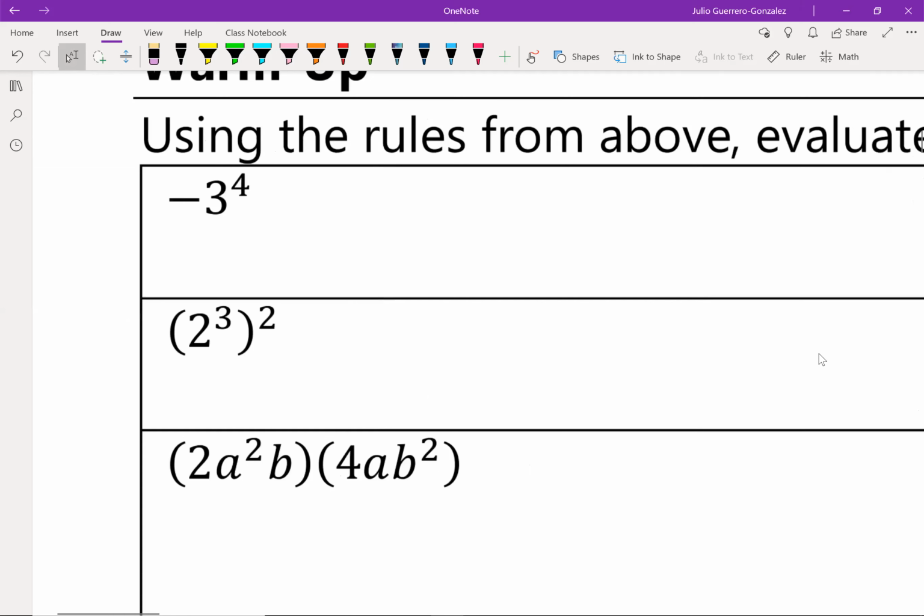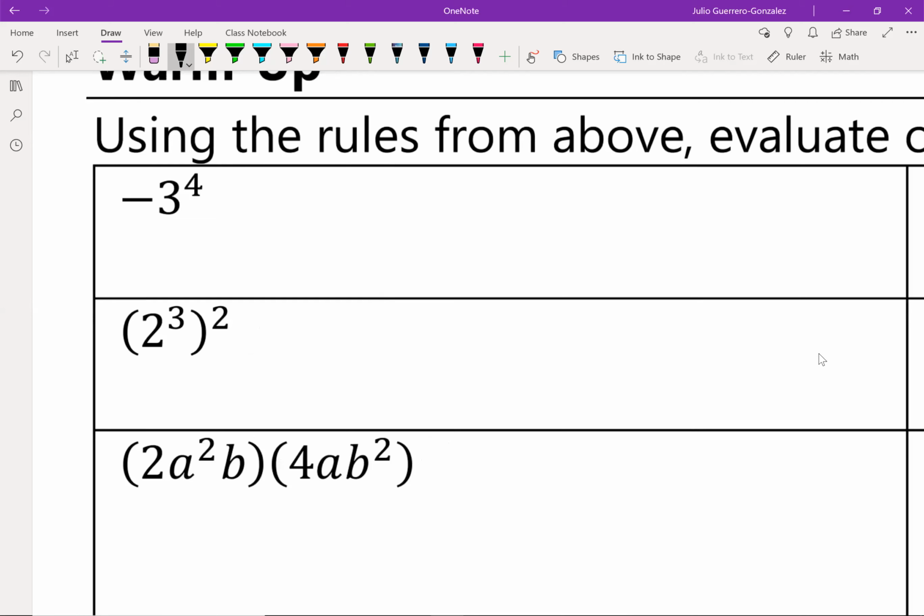So does that make sense? The first one, you just do 3 times 3 times 3 times 3 and make the answer a negative? Exactly. Okay. So then this one would be negative, like you said, 3 times 3 times 3 times 3, right? And you get that negative answer, and that's going to be negative 81. Oh, okay. I got it right.